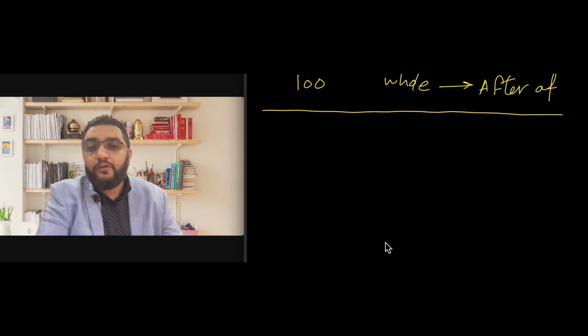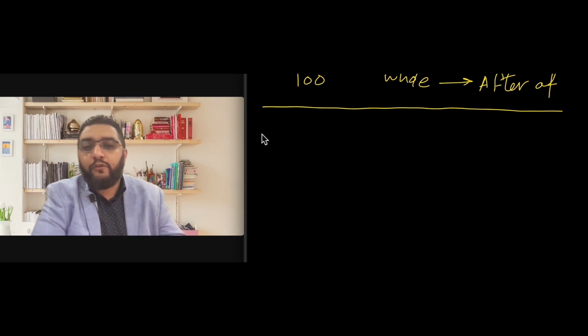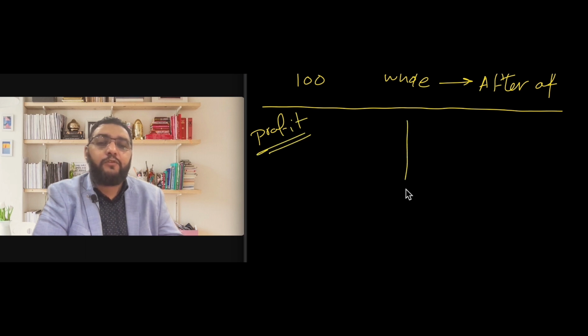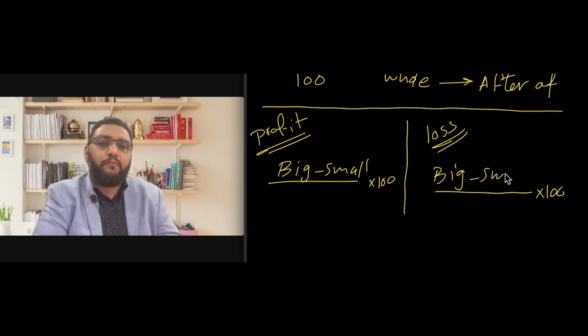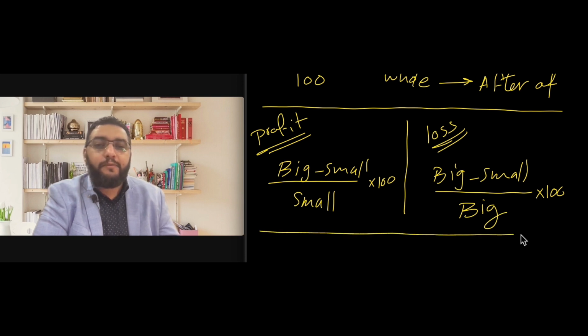To find the percentage of profit or the percentage of loss, we have a rule, times 100 to get the percent. Big minus small. In profit, put the smaller number in the denominator, but in the loss, put the bigger number in the denominator. This is about the percentage.